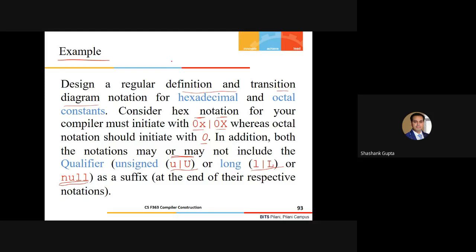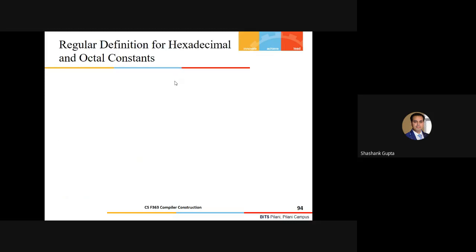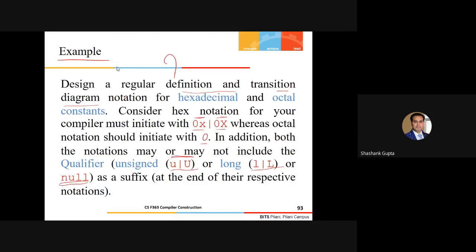So first, we have to construct the specifications which have been given to us in an informal way. We all know how to construct that, for hexadecimal and octal constants, one by one. I need certain digits for hexadecimal, 0 to 9 and A to F. For octal constants, I need 0 to 7. So we'll proceed like this, and after that we'll follow these specifications which have been given to us informally.